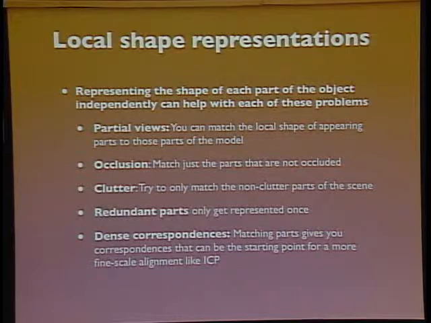Now, to get dense correspondences, what you can do is match local shape representations in the scene to local shape representations in your object model in your database. And what that'll do is tell you that this local shape representation matches with this one, aka this part of the scene corresponds to this part of the object. And in that sense, you can get local correspondences between parts of one surface and parts of the other. Does this make sense? Okay.